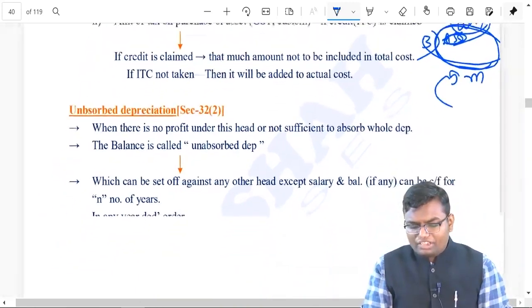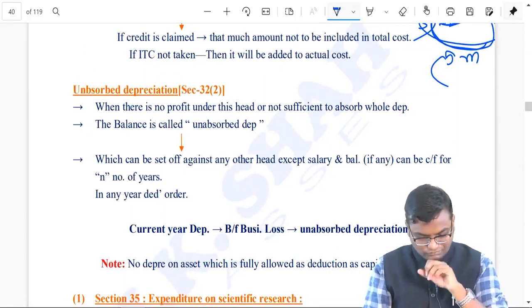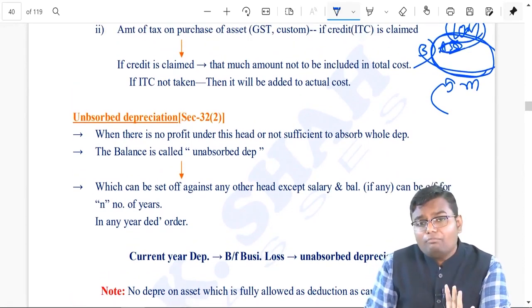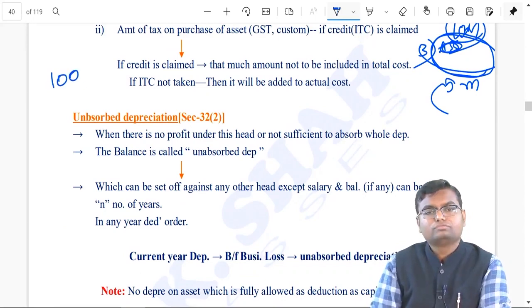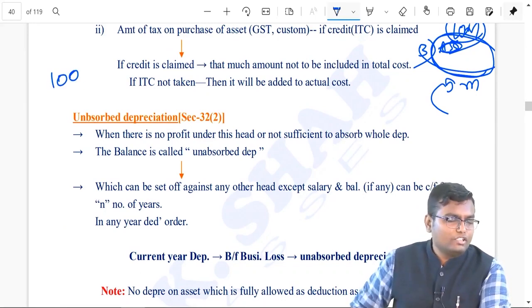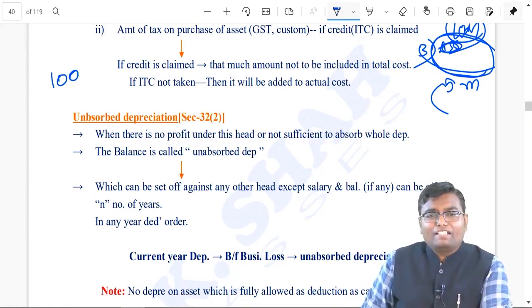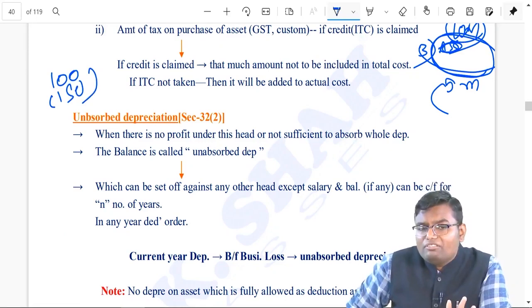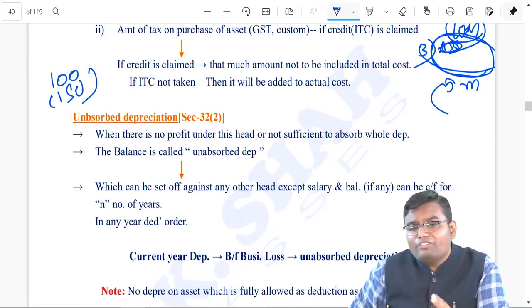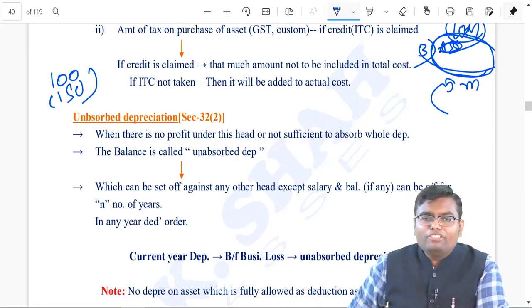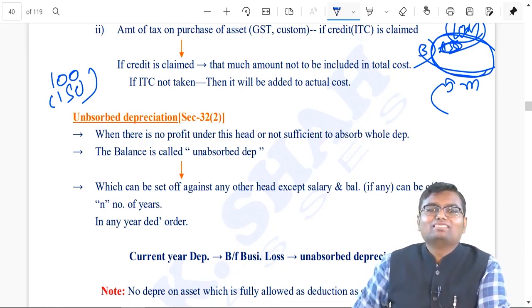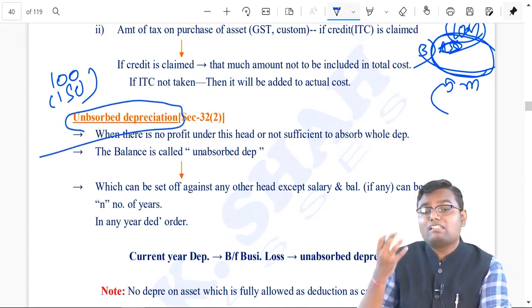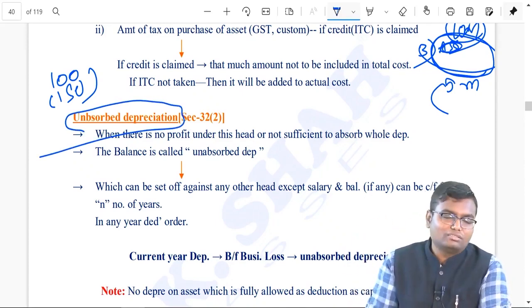Last point of depreciation, unabsorbed depreciation. Let's say I have PGBP income of 100 rupees before claiming depreciation under section 32. But my depreciation under section 32 is coming to 150 rupees. Can I absorb fully 150 rupees? No. There will be negative figure of 50 rupees. This negative 50 rupees is actually because of depreciation, and that's why that negative 50 is called as unabsorbed depreciation, because this loss is arising just because of depreciation.